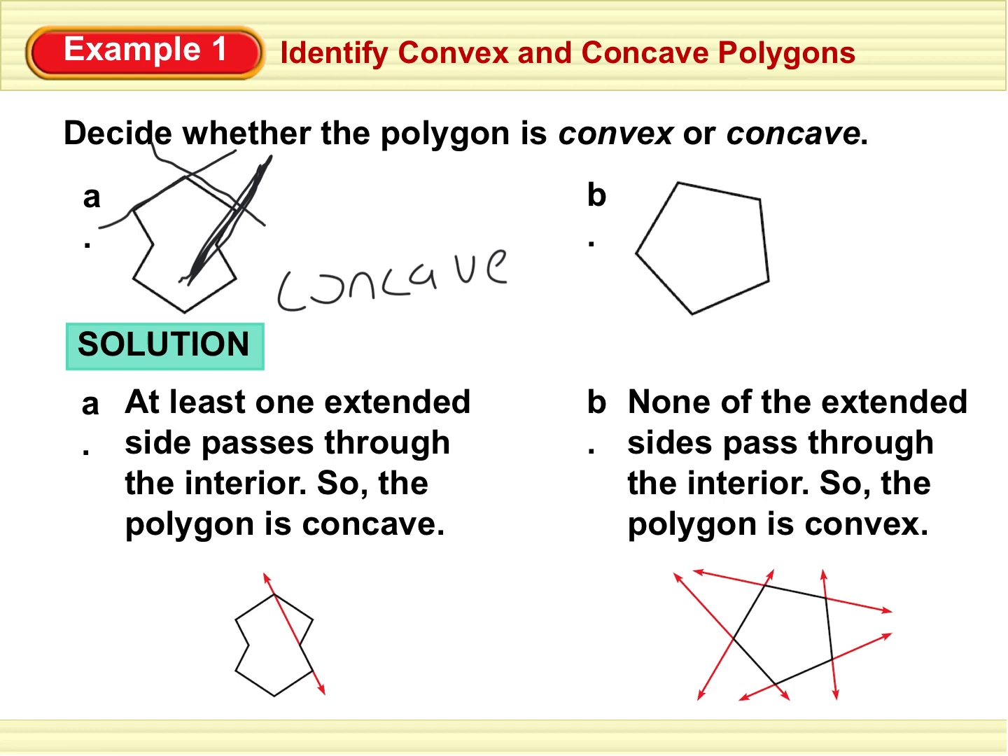On B, if we extend the sides, do any of them go through the center? No, so that one is convex. Okay? Don't get those two confused. Concave goes through the shape. Convex is solid on the outside. So those are the differences between concave and convex. Are there any questions on those? Biggest thing is just don't flip them around. Okay?